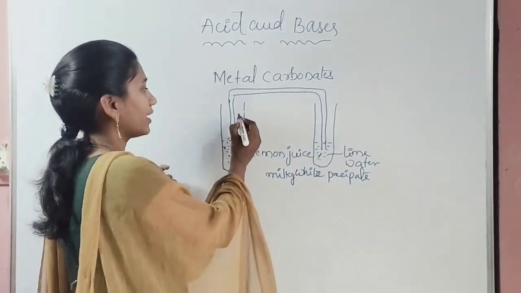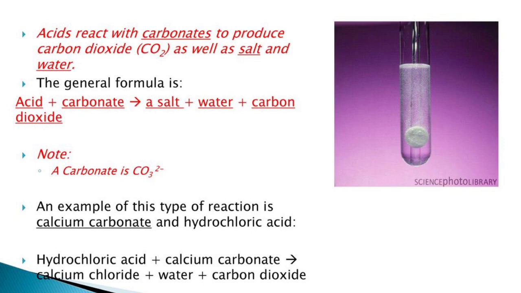Okay, so with this we can conclude that all metal carbonates, like calcium carbonate or sodium carbonate, sodium bicarbonate, all these are metal carbonates. So when these react with any acidic solution, they release carbon dioxide gas. That you should understand. Okay now, this is an experiment proving the production of carbon dioxide in the reaction between acid and metal carbonates.